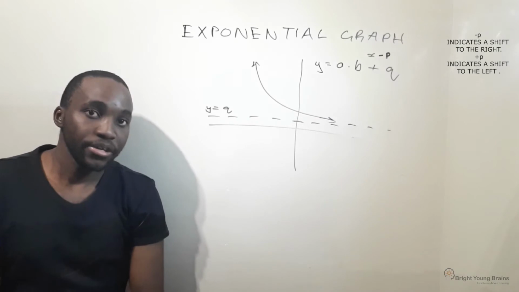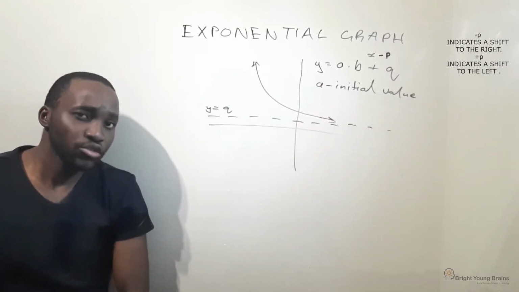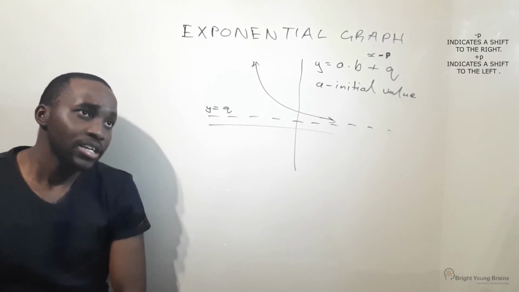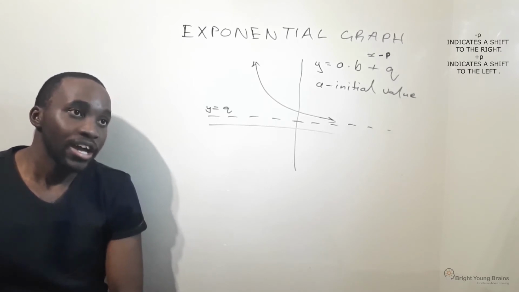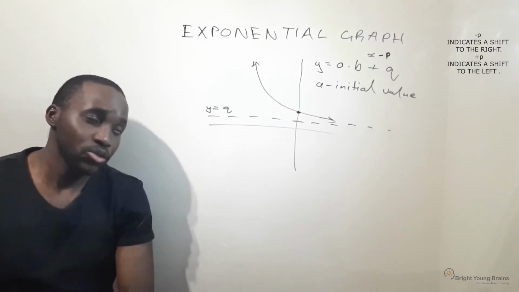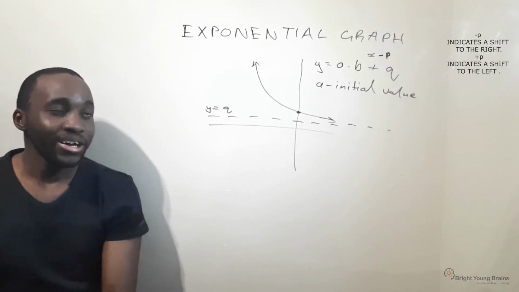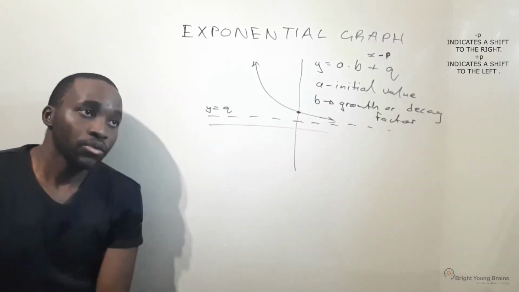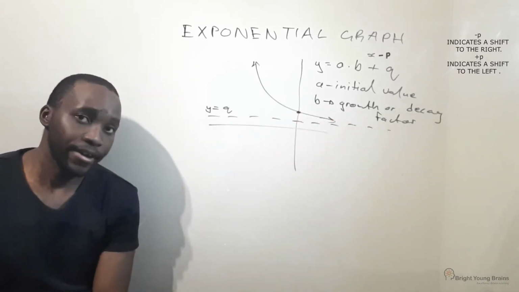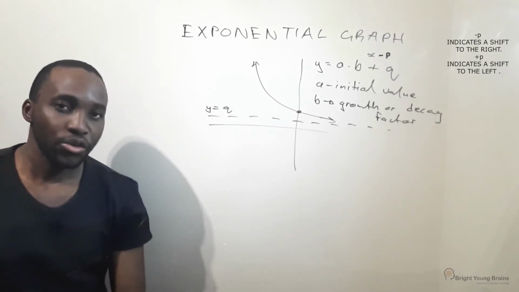So for a and b, a we can refer to as our initial value. A will usually give us an idea of what our y-intercept is, but we'll go deeper into that just now. B, we can refer to as our growth factor or decay factor. With a, we mentioned that it somewhat has an influence on your y-intercept.